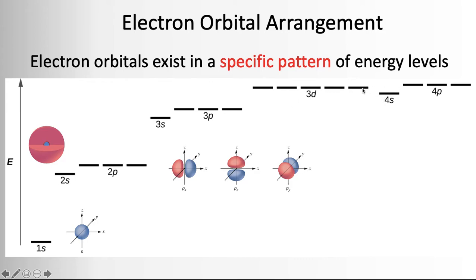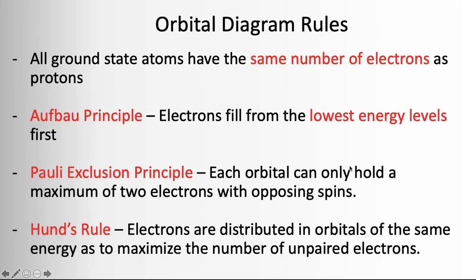However, when we go to the d here, the 3d subshells are higher than the 4s. Therefore, the 4s will fill first before the 3d. So whatever comes first will be filled first. 4s, then we move to the 3d, then we'll go to the 4p because this is slightly higher in energy than the 3d. So the Aufbau principle tells us that electrons will fill from the lowest energy first, and then we keep going as the energy increases, whatever comes next.